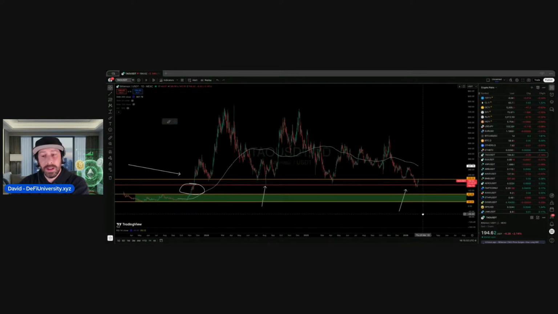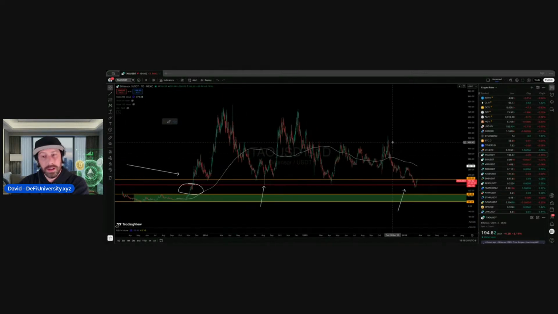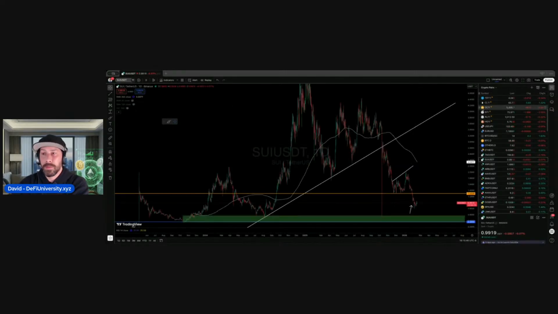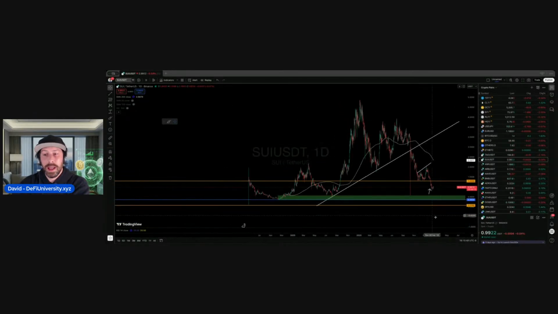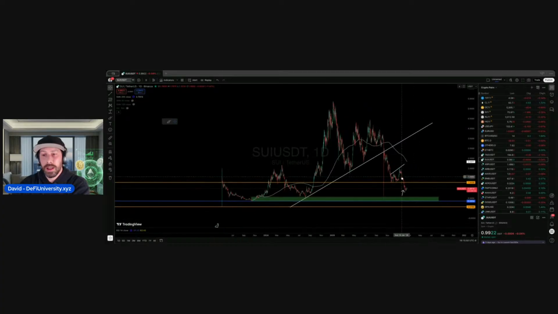And Tau is an interesting project, but it's still a digital asset. So if we get a bigger move lower out of Bitcoin, I think Tau gets sold along with everything else. Now here's SUI. And SUI right now is just putting in a little bit of a bear flag as it pushes higher. And let me go ahead and delete this.